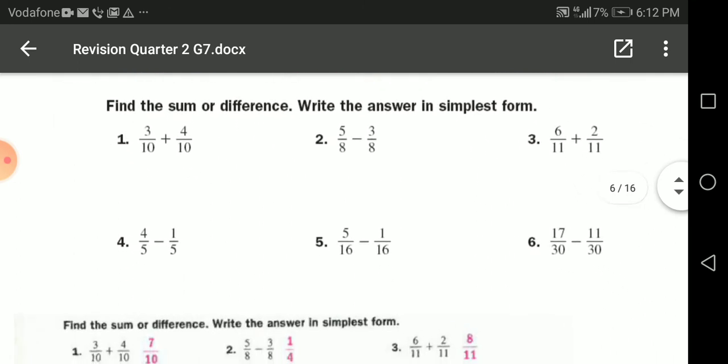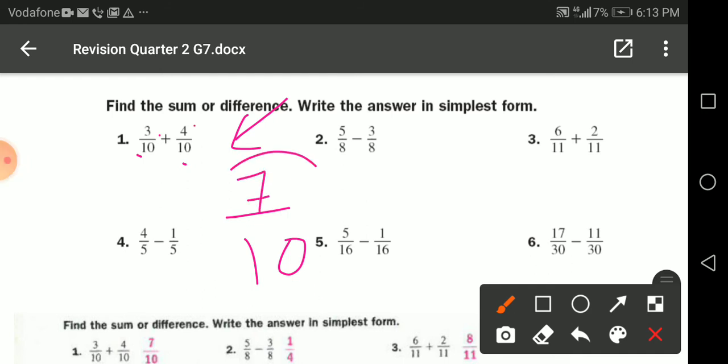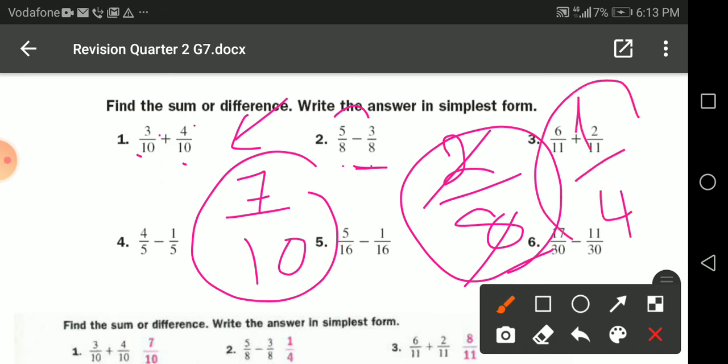Okay, another kind of questions, and very easy too. If we add the fractions with the same denominator, keep 10 as it is. 3 plus 4 gives me 7. So this is 7 over 10. 8 and 8, the same denominator, so I can subtract the numerators. 5 minus 3 gives me 2. 8 keeps the same. Keep it like this? No, simplify means divide. Divided by 2 gives me 1. Divided by 2 gives me 4.